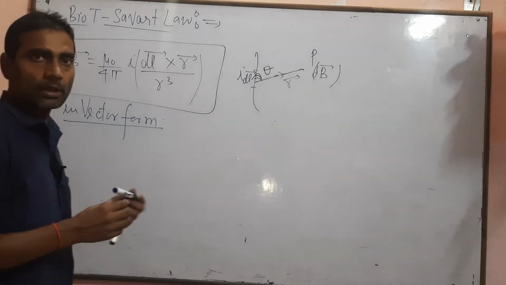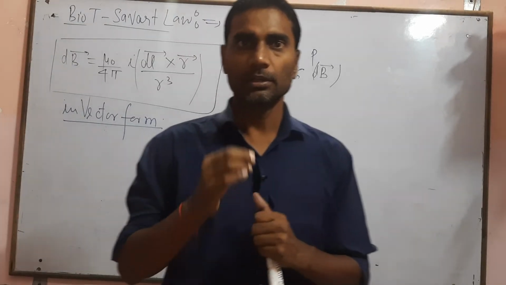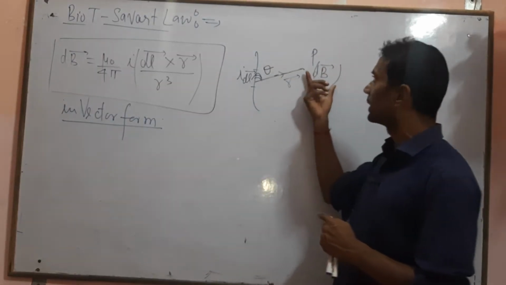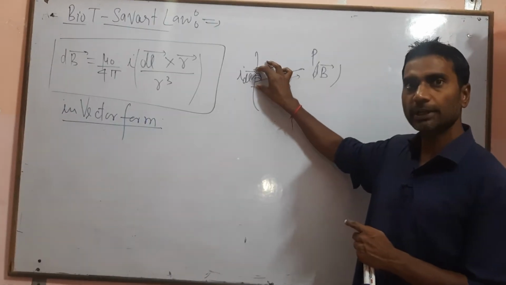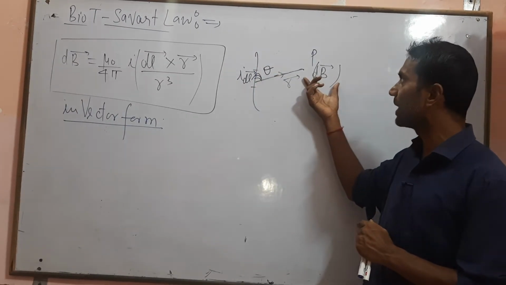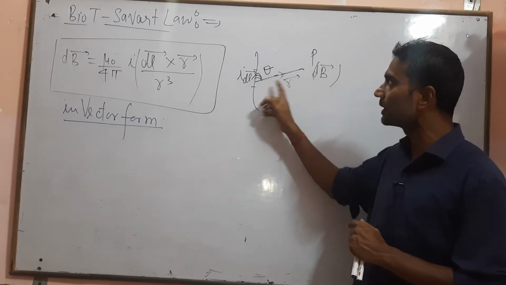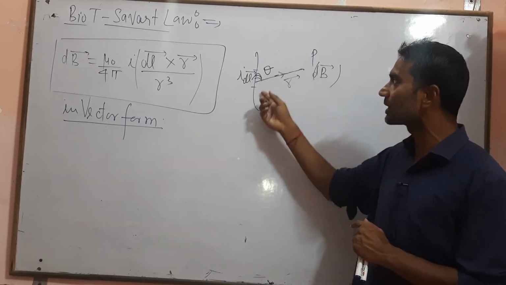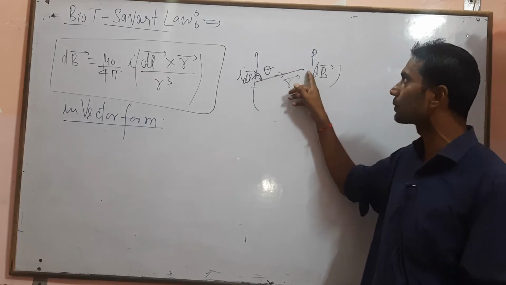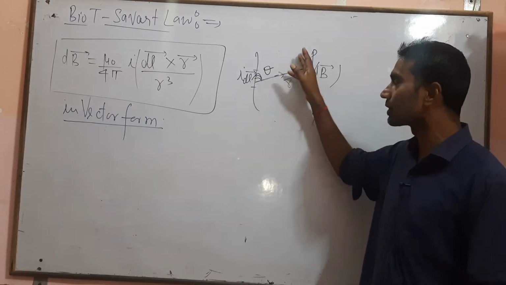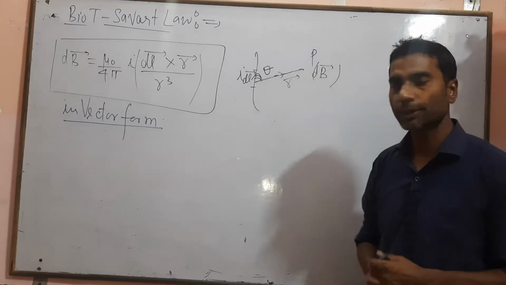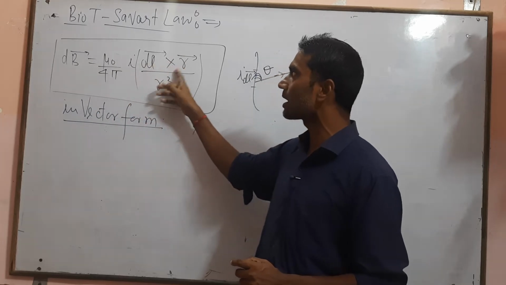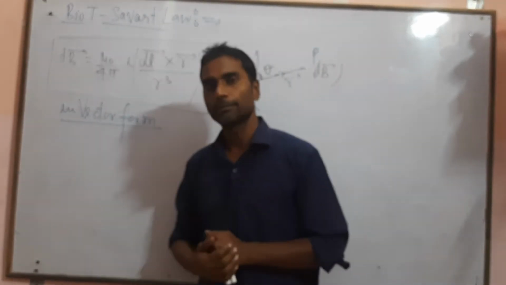Let us suppose a wire is given, the current in the wire is I, and we need the magnetic field at point P, due to the small length vector dl. The magnetic field is dB, and the distance between dl and P is the R vector. The direction of the position vector R is from dl to P, which is the right hand side. So according to the Biot-Savart law, dB vector equals mu naught by 4 pi, I dl vector cross R vector divided by R cube. This is in vector form.